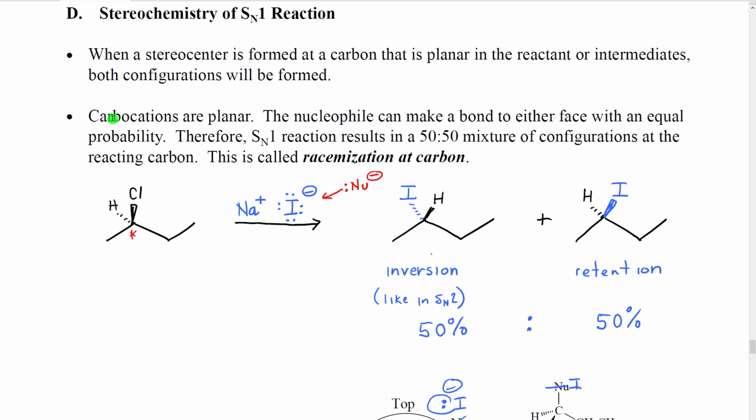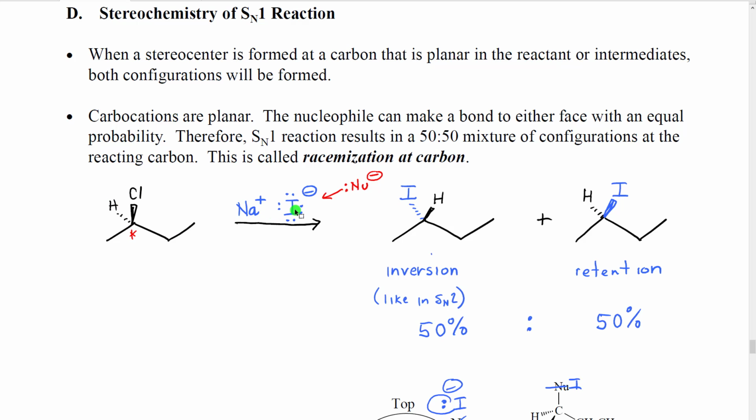So if we look, carbocations are planar. So the nucleophile could make a bond to either the top face of the carbocation or the bottom face of the carbocation with an equal probability. Therefore, the SN1 reaction results in a 50-50 mixture of configurations at the reacting carbon. So if we look, we start with this stereoisomer of our substrate. We're going to assume that we would have 100% of this configuration, where the chloride leaving group is on a wedge.